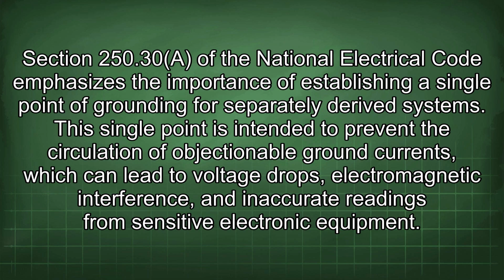Section 250.30 of the National Electrical Code emphasizes the importance of establishing a single point of grounding for separately derived systems. This single point is intended to prevent the circulation of objectionable ground currents, which can lead to voltage drops, electromagnetic interference, and inaccurate readings from sensitive electronic equipment.